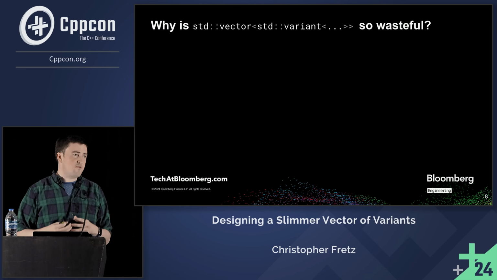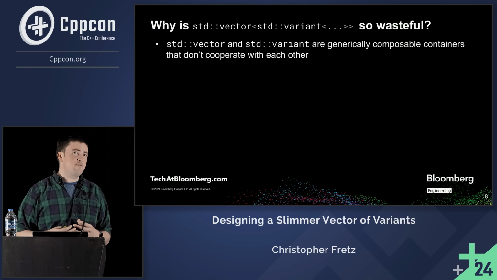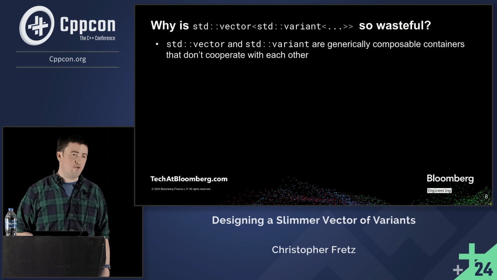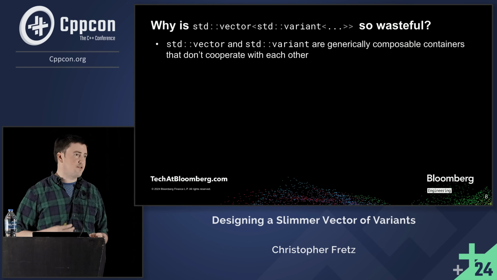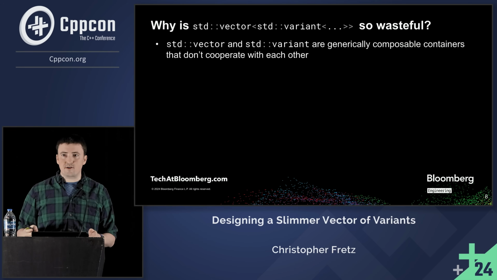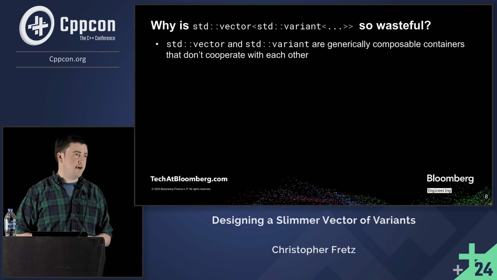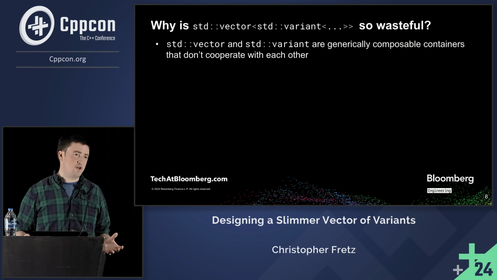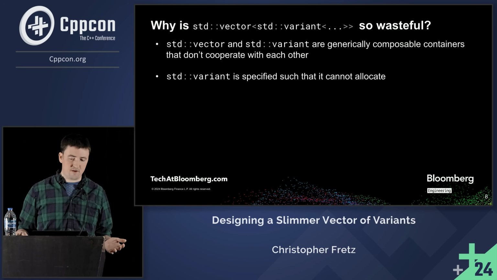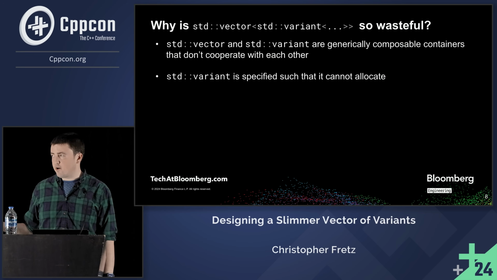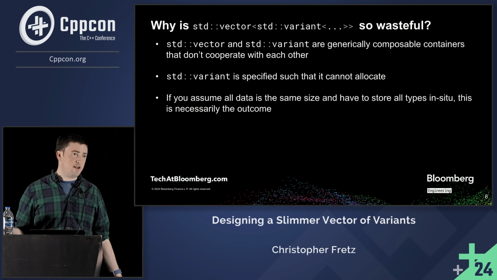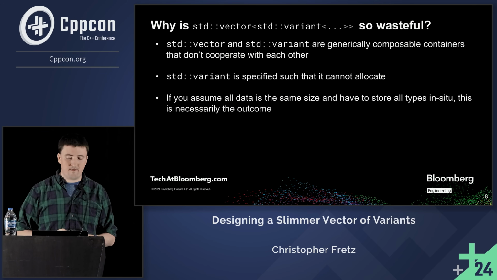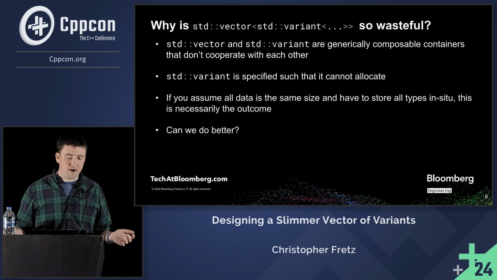And so, why is vector of variant so wasteful here? Vector and variant are generically composable containers that don't cooperate with each other, they don't know about each other. And I think that this is generally a strength of the STL. The fact that you can just compose these things together and they work is amazing. But in this particular case, given the characteristics of them independently, this is kind of the necessary outcome. Variant can't allocate, and if you assume that all the data is the same size and you have to store it inside of the object, this is necessarily the outcome.